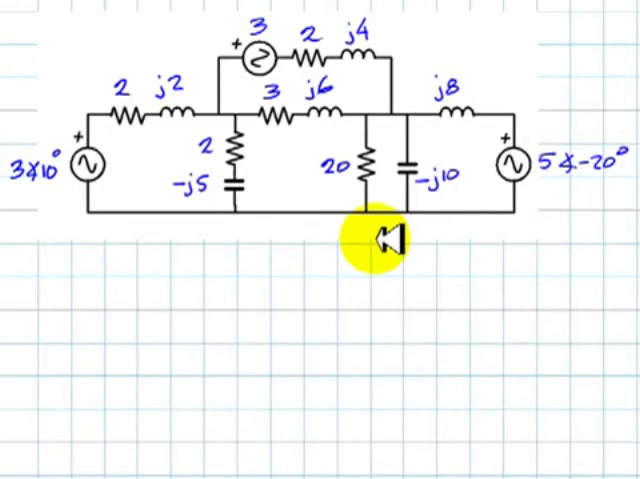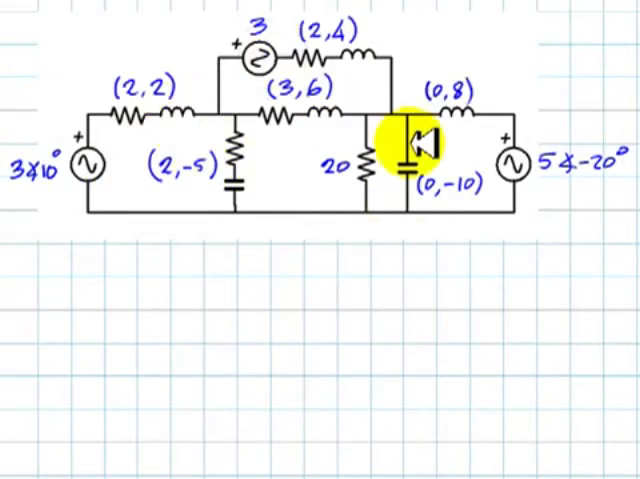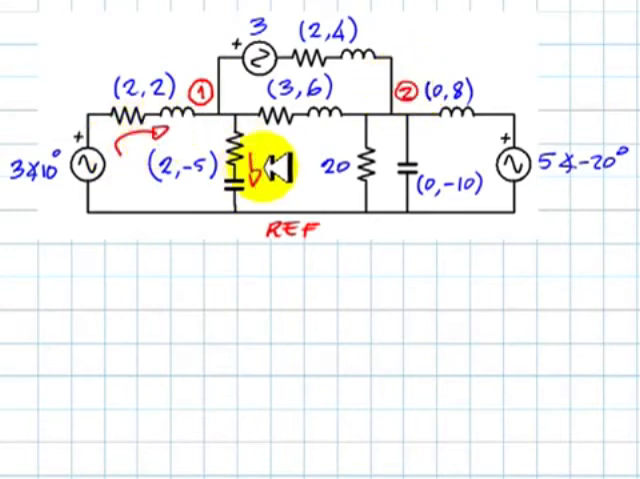For convenience, in rectangular form, the impedance of each one of the branches, like so. Now we are ready to write equations. For that, we use MNA. Choose a reference node, this one will do, and label this as node 1 and node 2. Next, the branch currents are chosen arbitrarily like so.